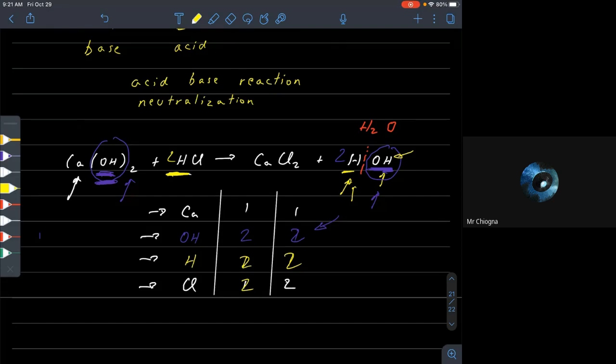The trick is if you've got an acid-base reaction, start with balancing the OHs and the H's. Do that first. It'll always work. It's a lot faster.